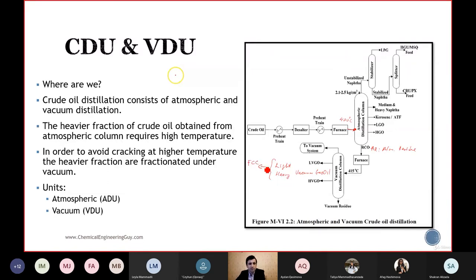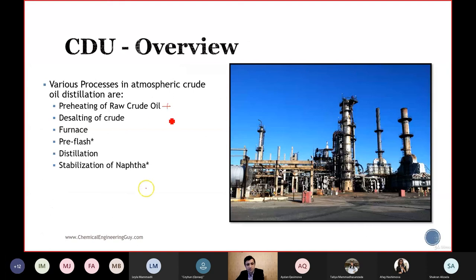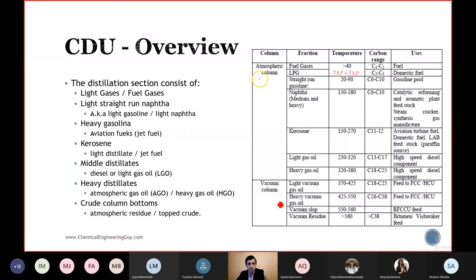We said that we have preheating, desalting, furnace, preflash. We have preflash in some of the units, but we don't have it in others, so that's why it is optional. We have the distillation column. This is the overview of the products, where you can see the temperature, IBP, initial boiling point, and final boiling point for the atmospheric column. And then we have the vacuum column. The CDU main column is typically 50 meters high.